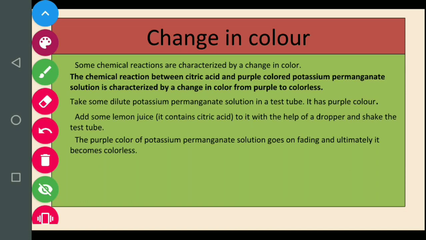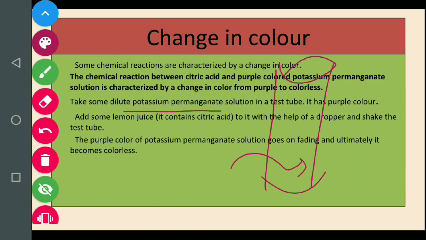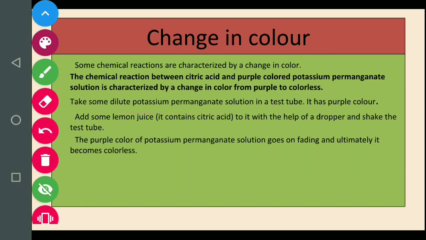Again, here we are taking citric acid and colored potassium permanganate, and the color is purple. In the experiment, we have a test tube, right? In the test tube we put some potassium permanganate solution, and the color is a purple color solution. And to the solution we will add lemon juice. Lemon juice is your citric acid, right? Then we will add it drop by drop and shake the test tube.